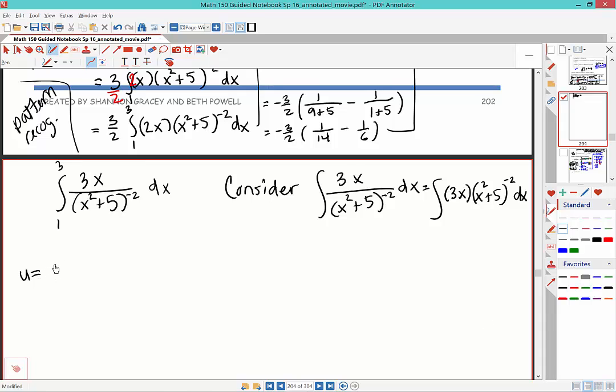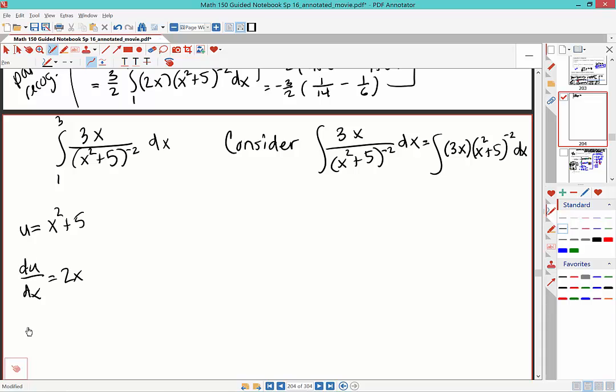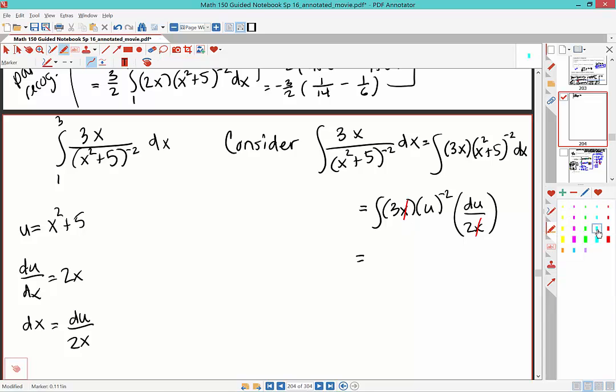So you would go through and you would say u is x squared plus 5, du dx is 2x, so isolating dx, I'm going to get du over 2x, right? And so then you would say, okay, this is going to be the indefinite integral of 3x times u to the negative 2 times du over 2x. Okay, so far? And then you would say, oh, okay, the x's divide out. This was my u, and my dx is this from over here, right?